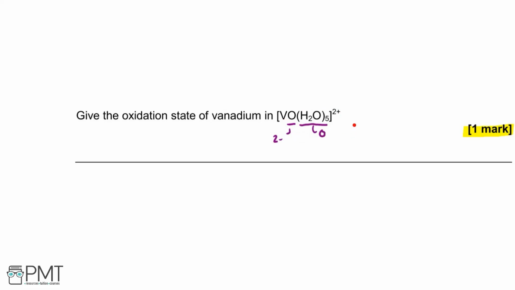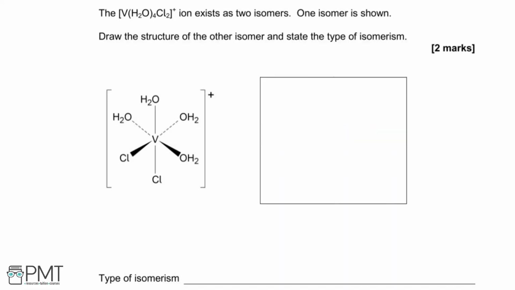So what we have is that the total charge, +2, is equal to the oxidation state on the vanadium minus 2. So rearranging that, we would see that 2 plus 2 is equal to the oxidation state on the vanadium. So that's therefore going to be equal to +4. So the oxidation state of the vanadium in this molecule is going to be +4. And that would be all we need for that 1 mark.